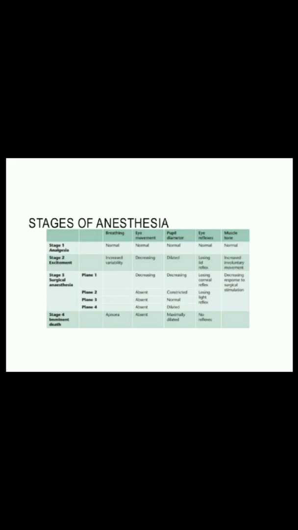Stage 3 is one of the most important parts. It basically comprises four things: one, two, three, and four, and correspondingly I have given them here. You can see that gradually the eye movement goes to zero, meaning absent, and the pupil is fully dilated. The eye reflexes are loosening, light reflexes, and so on. This is the part we must concentrate on to know the stages of anesthesia.